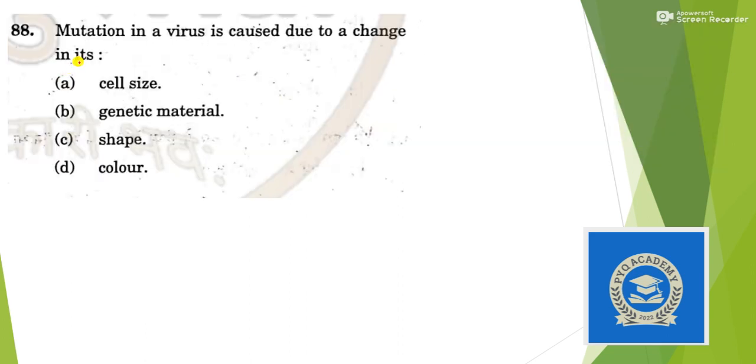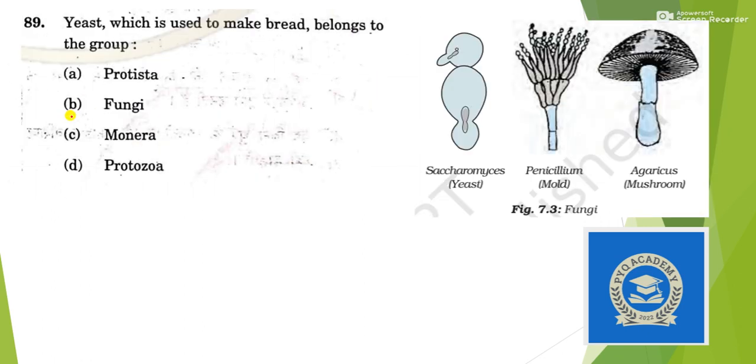The next question, mutation in a virus is caused due to a change in its. So a very easy question, option B. In this coronavirus period, you must have heard about this mutation thing a number of times, so you know the answer. Answer is option B, genetic material.